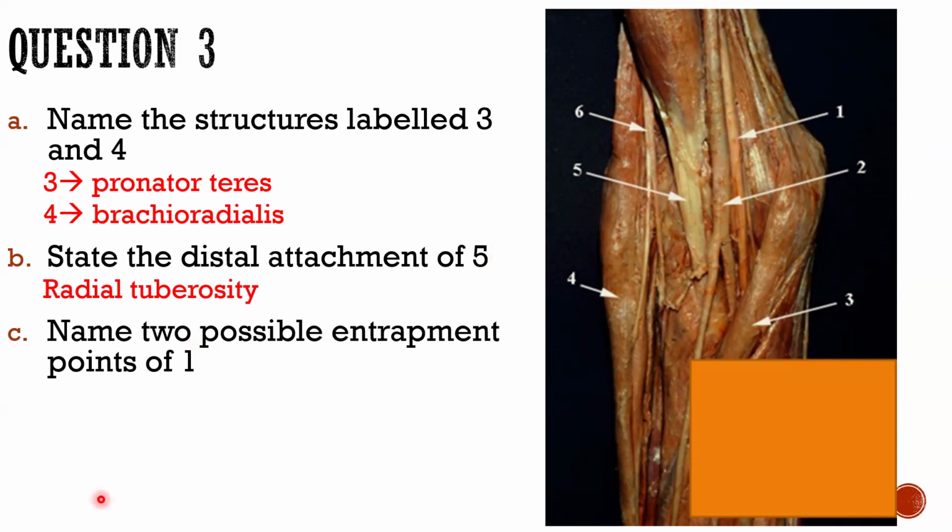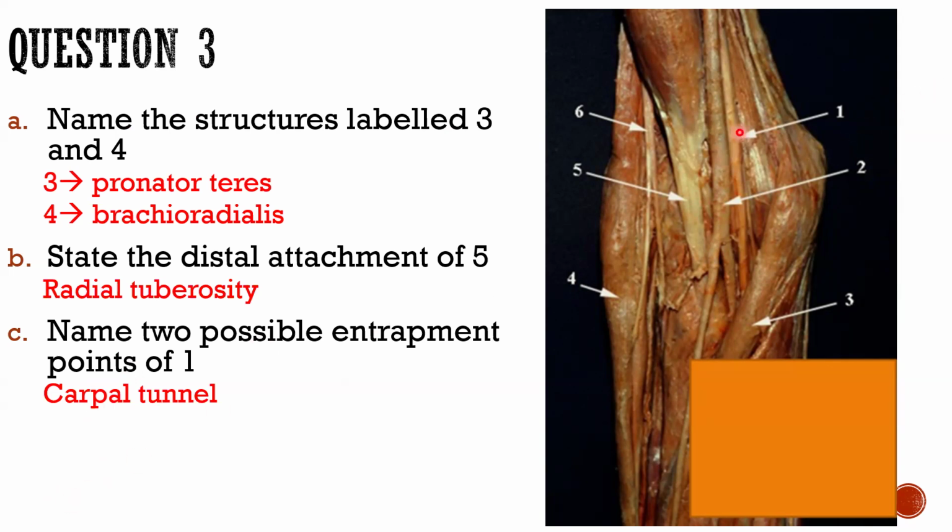One, which is the most common site, is the carpal tunnel, at the level of the wrist. The other one is within the cubital fossa, as it passes between the 2 heads of pronator teres. Pronator teres has 2 heads, a humeral head and an ulnar head. As the median nerve passes between the 2 heads, that's a possible entrapment point.